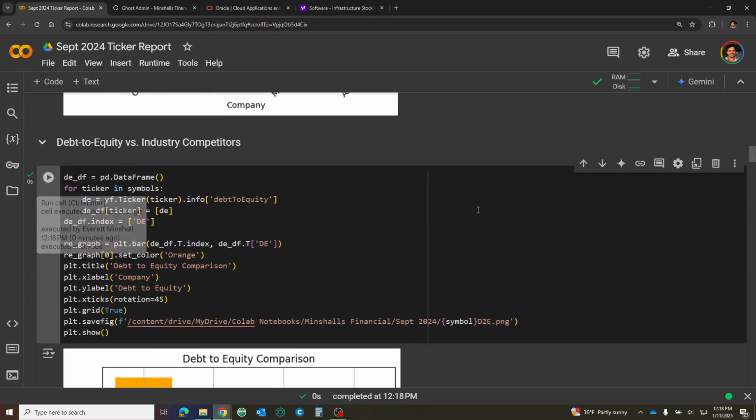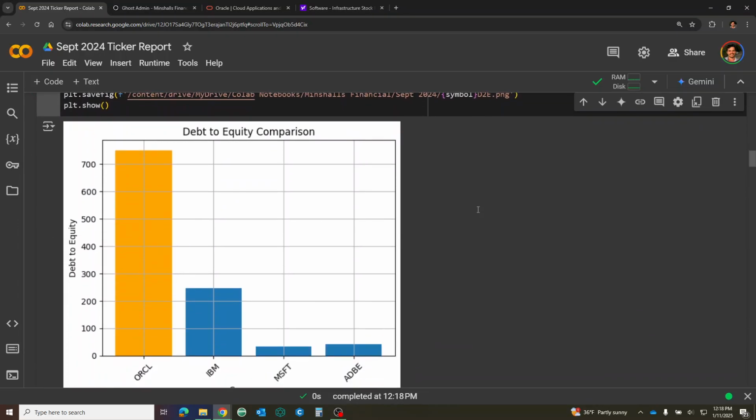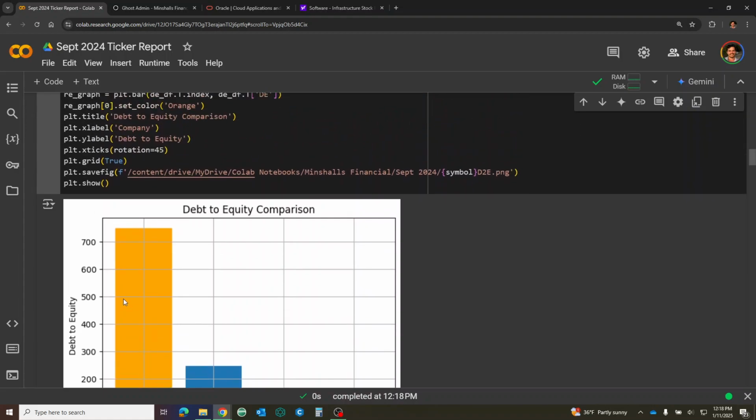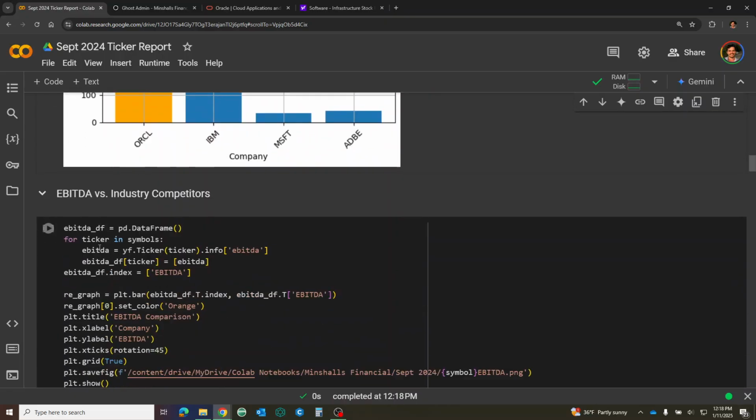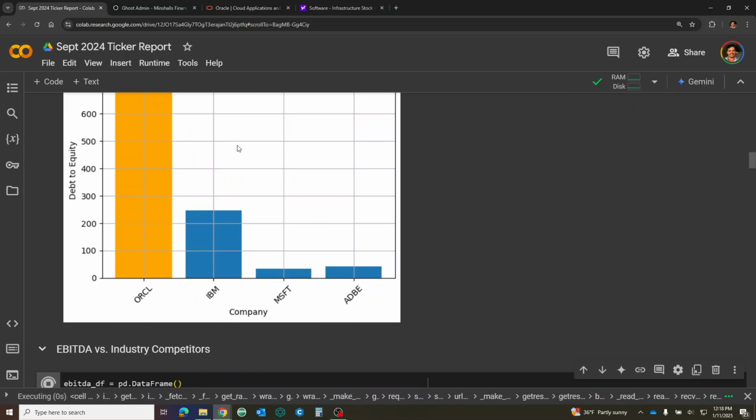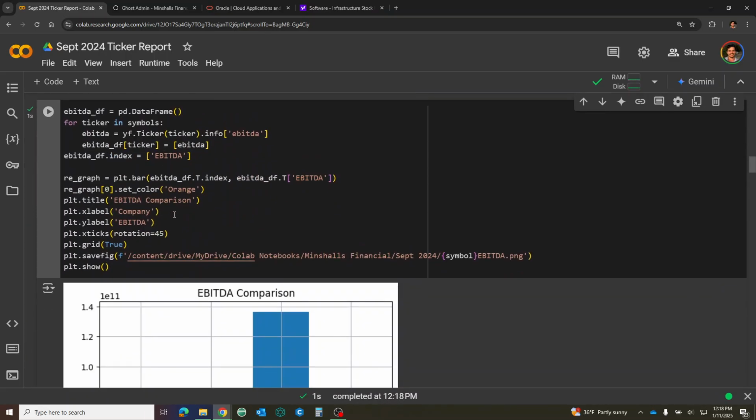Let's look at its leverage. So debt to equity comparison. So it's got way more debt to its equity than the other companies, and that might be considered a much higher risk. So it's important to look at other ratios that give you this context, right?